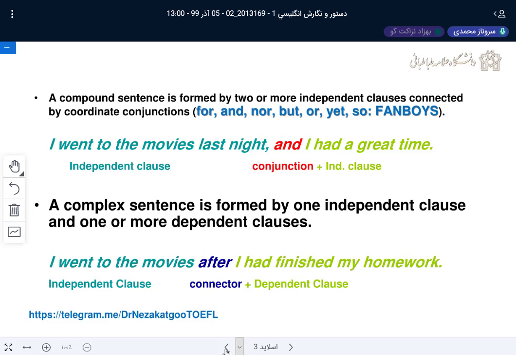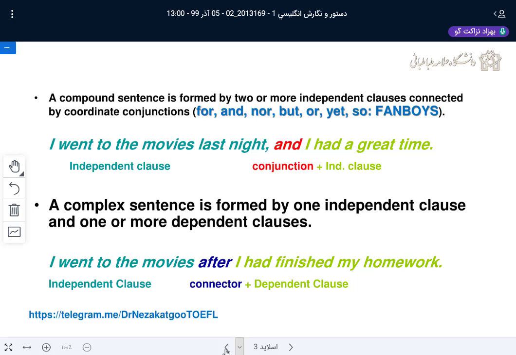Excellent. Actually, I went to the movies last night. This is a complete thought. I had a great time. Again, this is another complete thought. So two independent clauses. We can conjoin them with a comma. This comma is a must. Never ever forget it. If you miss this comma, the sentence will be a run-on sentence.